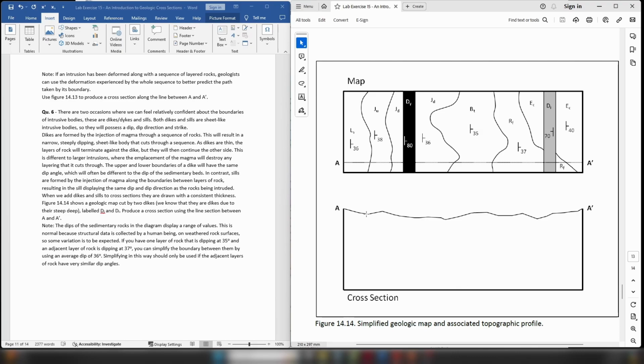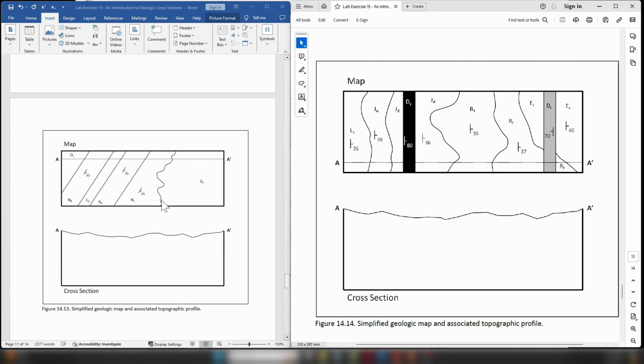So you're going to see your sedimentary boundary coming down, it's going to hit the dike and it's going to disappear. And then on the other side of the dike, the boundary is going to reappear again and continue. In terms of the dikes themselves, dikes tend to have a relatively consistent thickness. So the width of the dike here will be the same width you will use as you project it down into your cross section. Okay, so that's it for question 6.